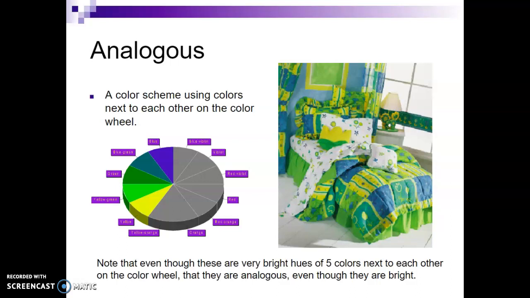Some cases you may just have 2 or 3. Note that even though these are very bright hues of 5 colors next to each other on the color wheel, they are analogous, even though they are bright. They could be very light tints of the color, and that's fine. It could be a pink, which is a tint of red. You might have a really light orange and a really light yellow, but those are all next to each other on the color wheel.